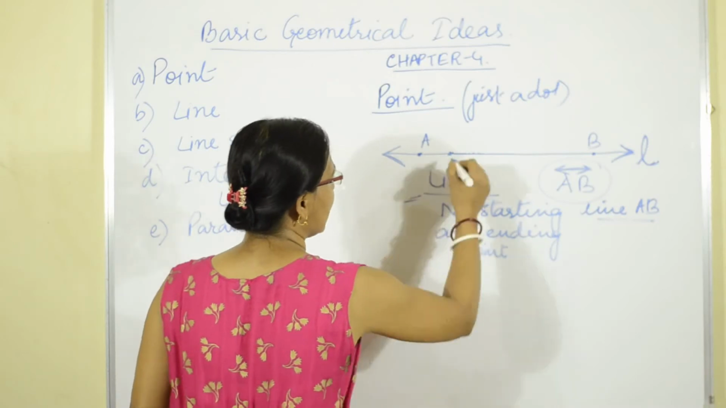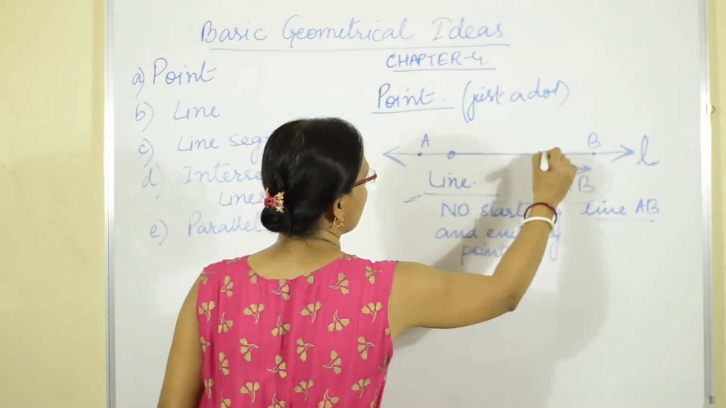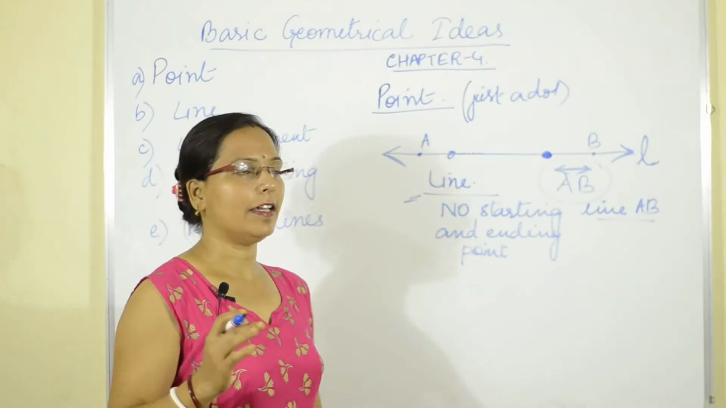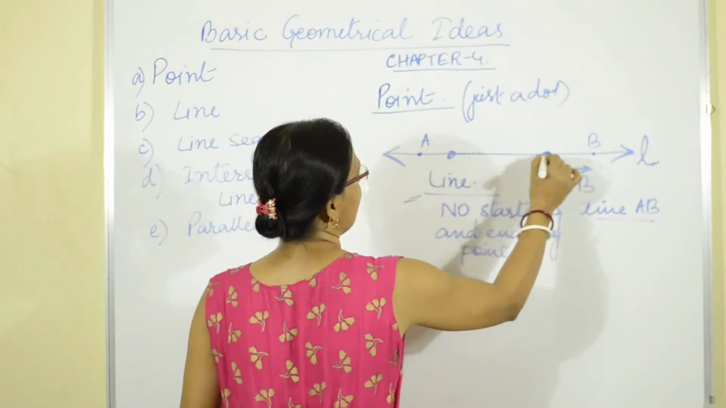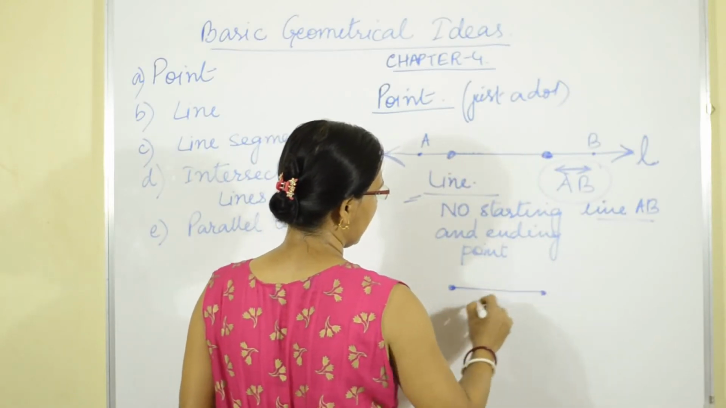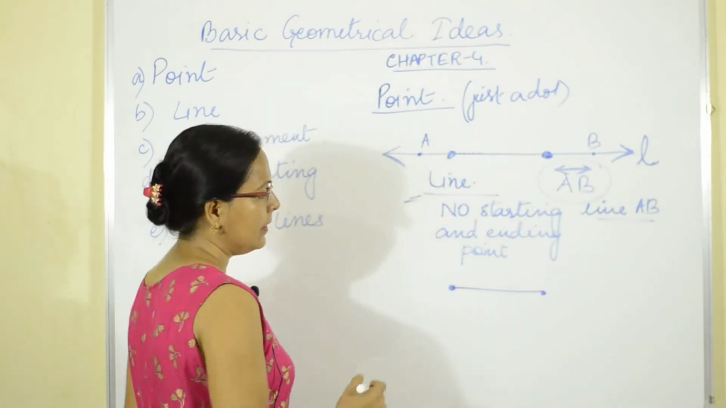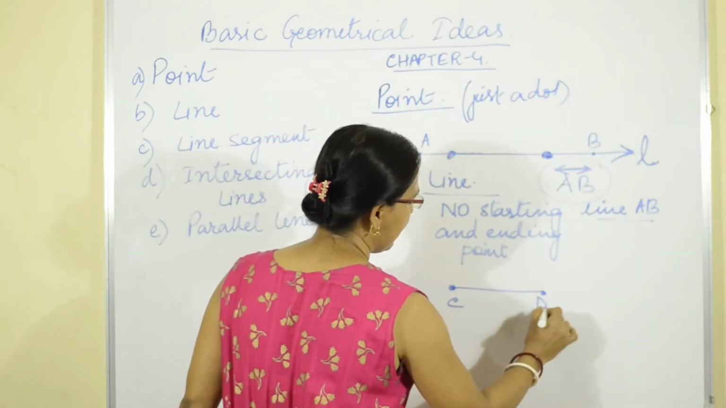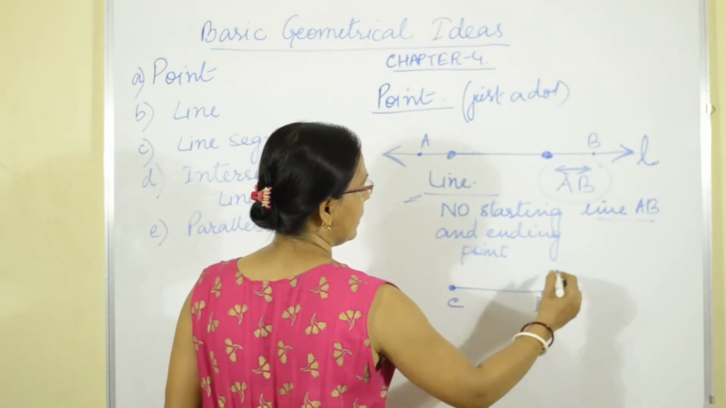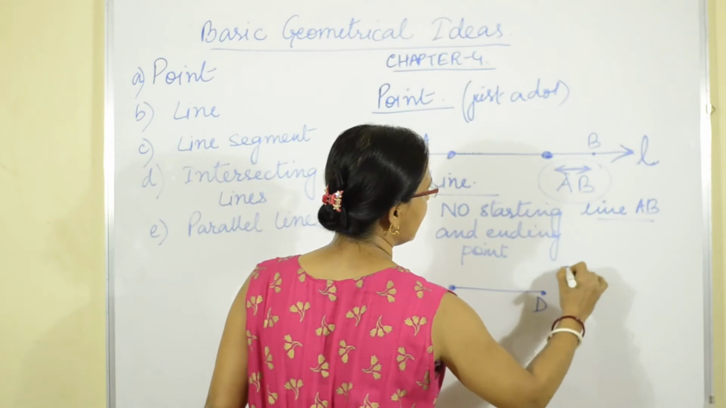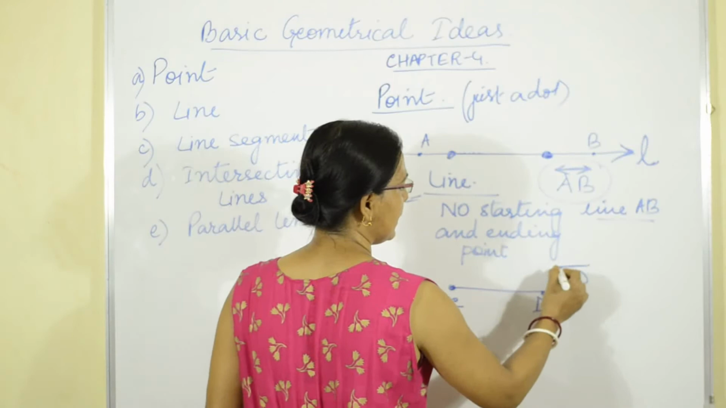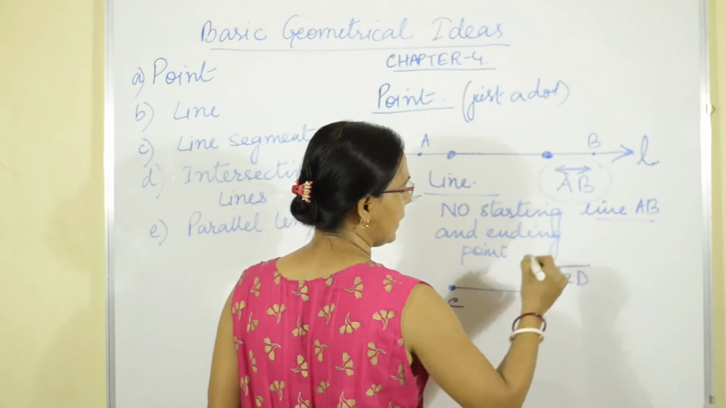What is a line segment? Now when we cut out a small portion from the line that has no starting and ending point, say for example, I cut out this portion. This portion is cut from this line l. Now this is C and D, say for example, and then this C and D we write as CD. This is how we write. This means that it starts from C and ends at D.